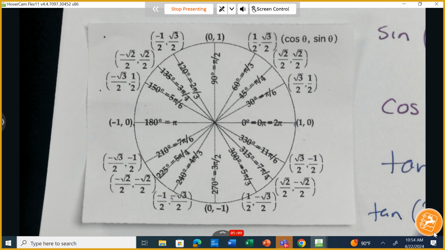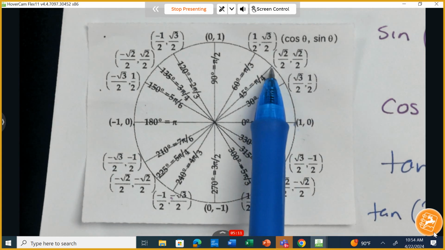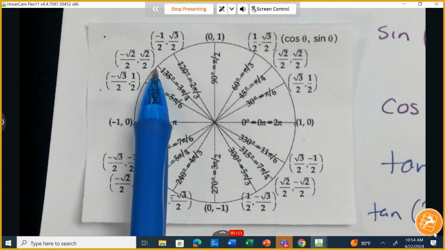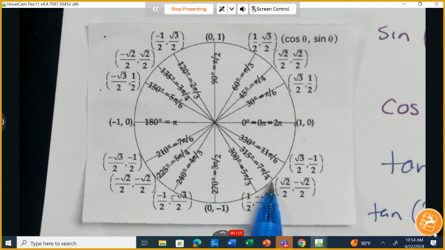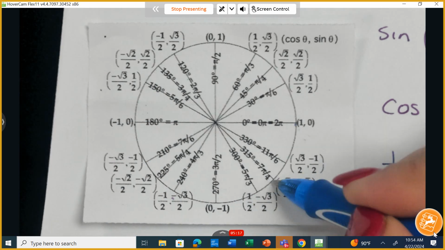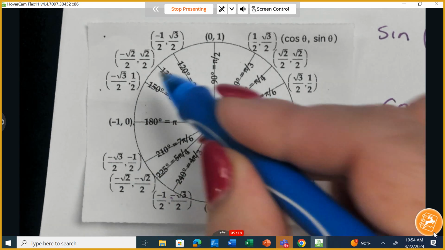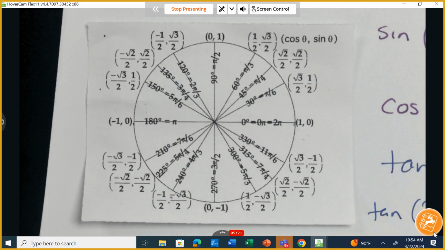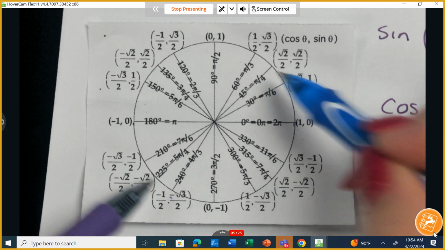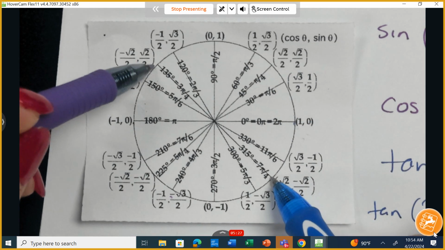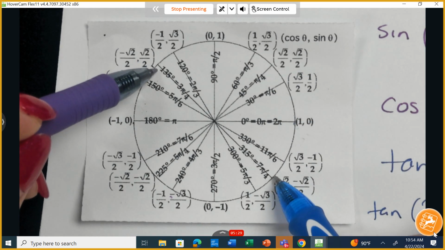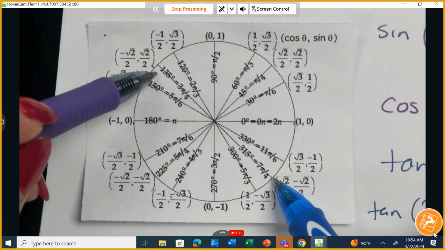So if this is positive 1, that means forget about the signs. This will be 1, this will be 1, and this will be 1. All 45-degree reference. 45, 45, 45, 45. Now, just like we spoke about, these will be positive 1, and these two locations will be negative 1. So 135 and 315 are the two negative 1 tangents.